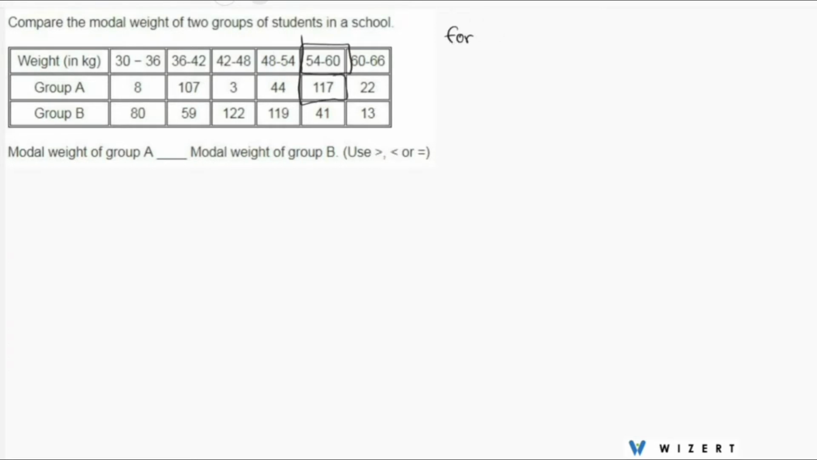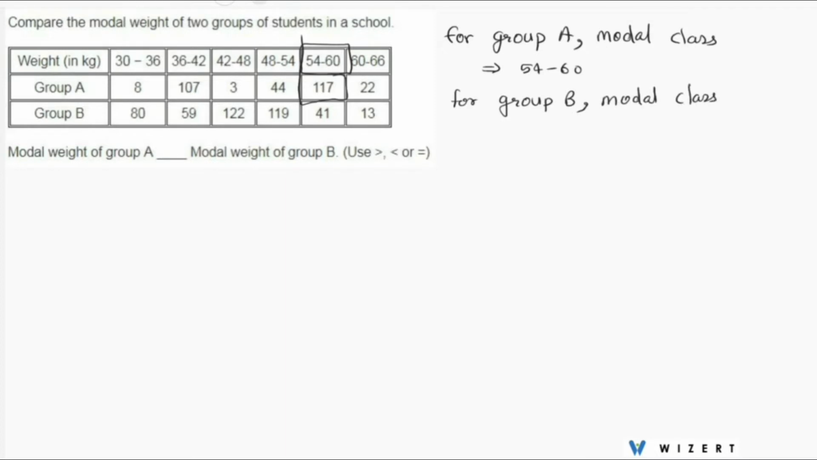For group A, the modal class is 54 to 60, and for group B, the modal class, let's look at the values. Yes, it is 42 to 48. So for group B it is 42 to 48.